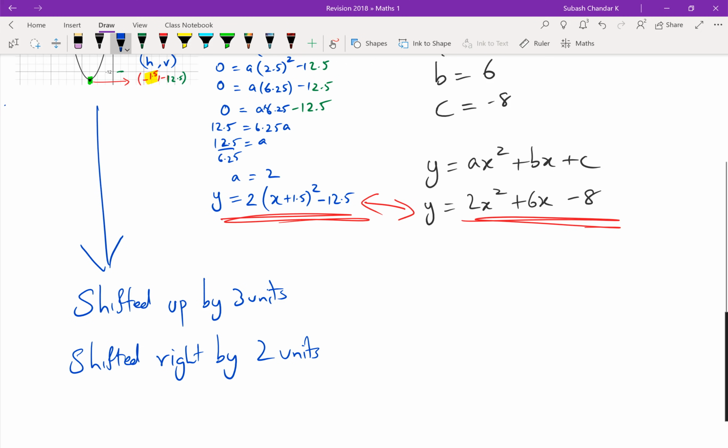If you do know it, have a go. If you don't know, have a go as well, just to see what type of mistakes you make. I'm going to give you only 30 seconds for this. So what happens to this equation if this entire parabola is shifted up by 3 units and shifted to the right by 2 units?